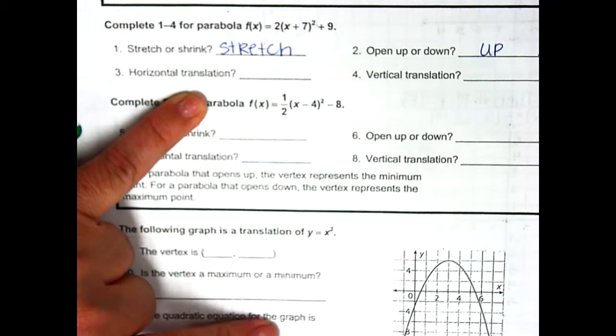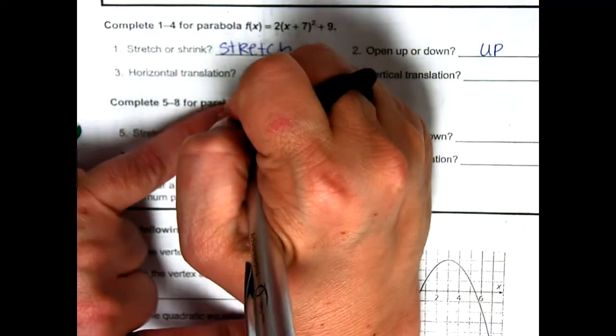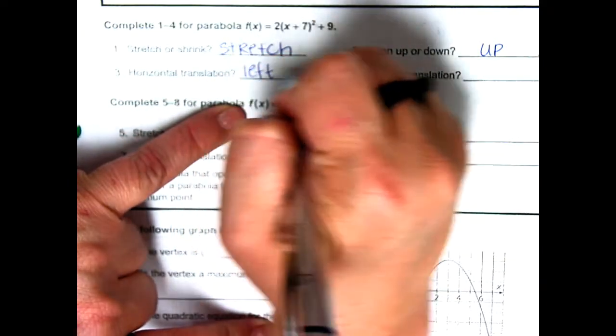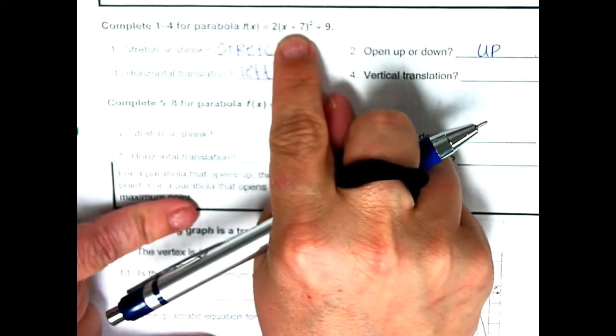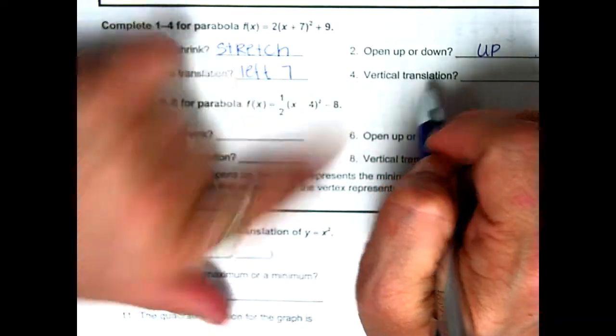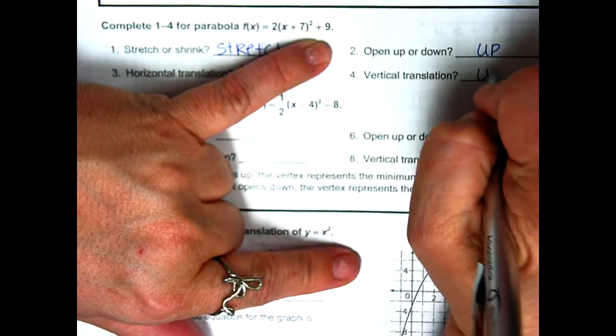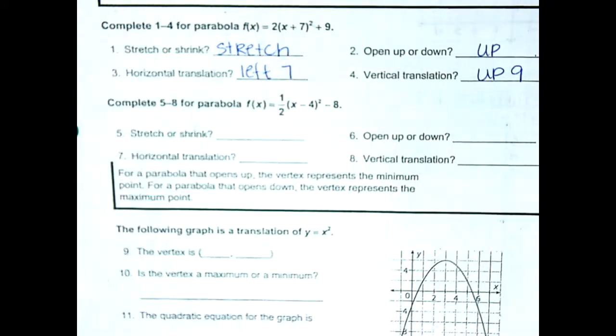Is there a horizontal translation? Yes, it's going to move to the left 7 because it's x plus 7. And the vertical translation would be up 9 because it's plus 9.